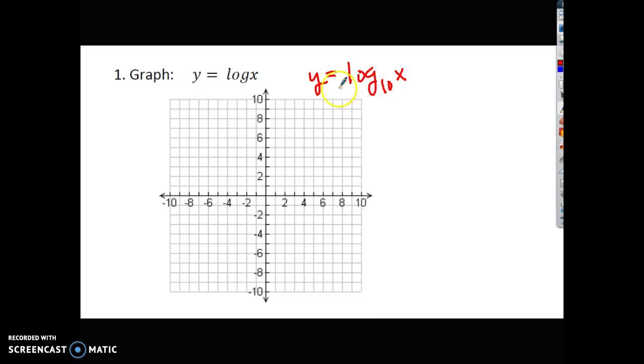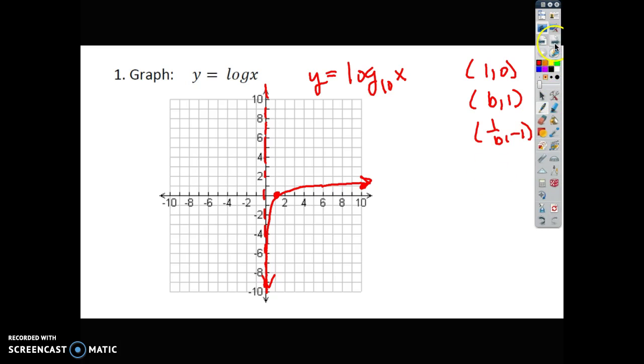And as we should know by now, this goes to the point 1, 0. It also goes to the point base, 1. And then we can also use the point 1 over base, negative 1. So these are the most important ones. 1, 0 is going to be right here. Base and 1, the base again is 10, so it's going to go through 10, 1. This was kind of hard to graph, but we also know that a logarithmic function has an asymptote right here at x is equal to 0. So it looks something like this. Okay, that is the graph for log of x.